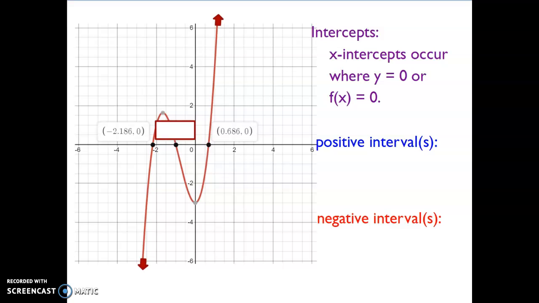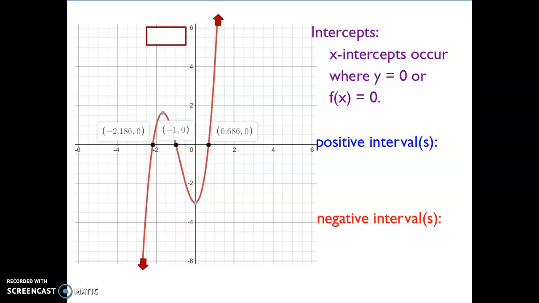All right, our intercept values. So negative 2.186 is rounded, that's this one. 0.686, that's rounded, that's this one. But this one right here, what would be the x-intercept that's right here? That one would be negative 1, 0. Notice that they all have 0 for y, because the x-intercepts occur when y equals 0 or when f of x equals 0. Okay, let's find our intervals of positive and negative.